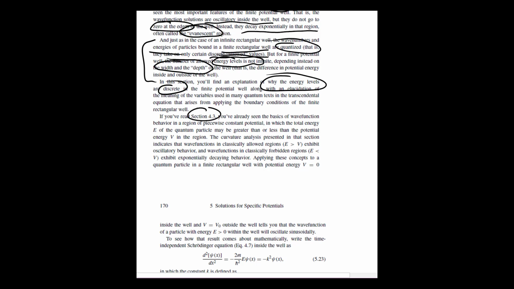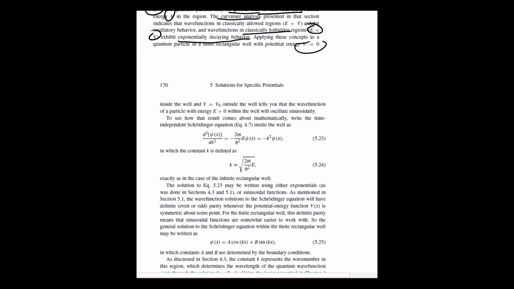If you haven't read section 4.3, I think that's probably a good idea to do before you go through this section, because in that section there's a curvature analysis that talks about what happens when the total energy E of the particle is greater than or less than the potential energy V in the region. We talked about the classically forbidden regions where E is less than V and the exponentially decaying behavior there.